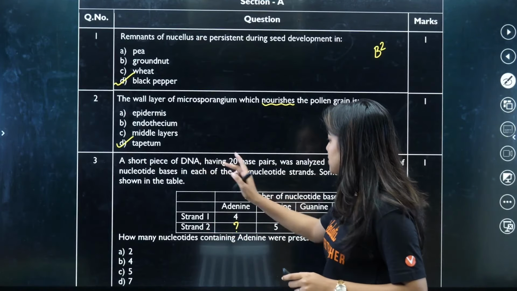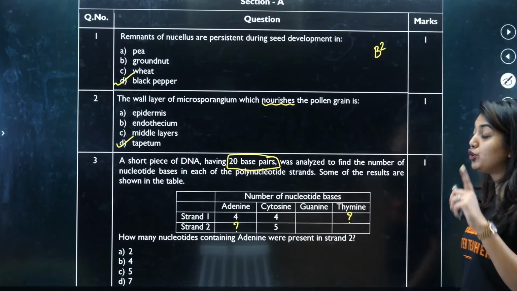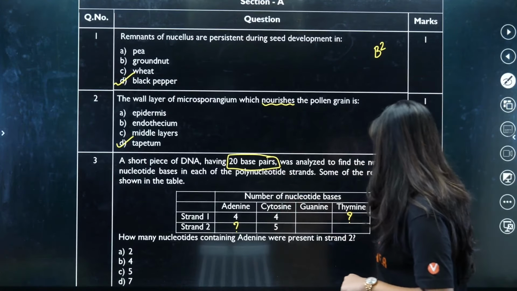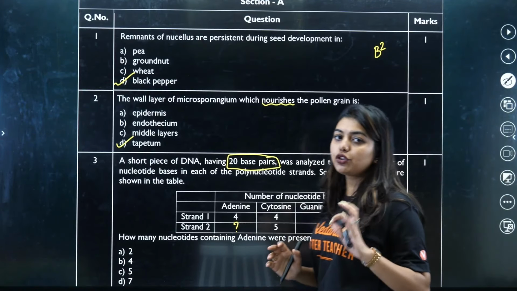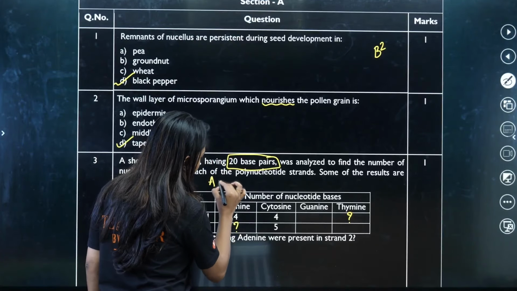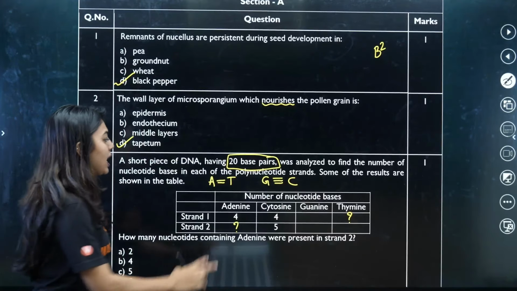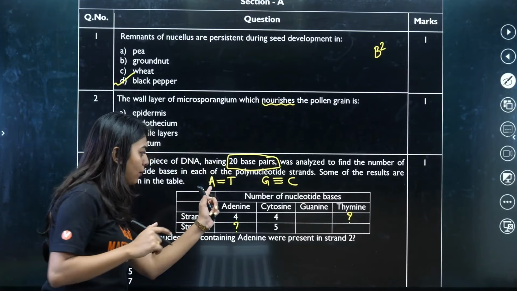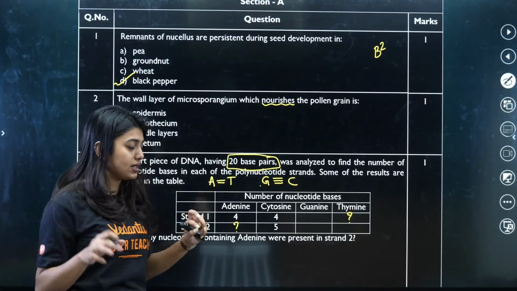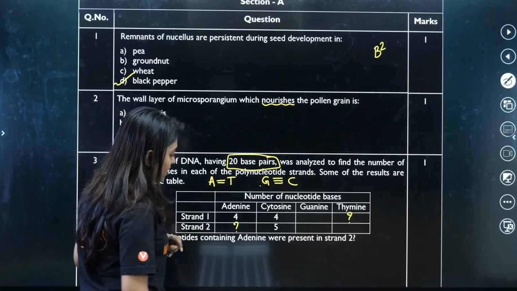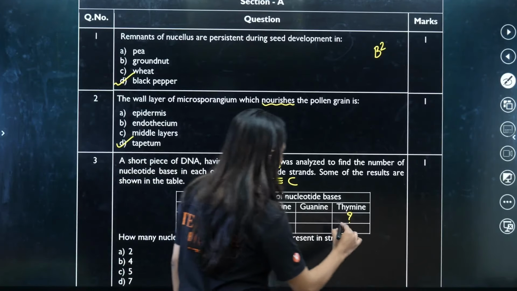Now, a short piece of DNA having 20 base pairs, very important, 20 base pairs, was analyzed to find out the number of nucleotide bases in each of the polynucleotide strands. Some of the results are shown in the table. Look here students, we have adenine, cytosine, guanine and thymine. According to Chargaff's rule, we know two things: A will always bind with T and G will always bind with C. How do you remember it? At Gopika ma'am's class. So, how many adenines there will be, that many thymines will be there. How many guanines, that many cytosines will be there. Purines are always equal to pyrimidines. This is what you know from Chargaff's rule. Now look here. In strand 1, we have 4 adenines. That means in strand 2, how many thymines will be there? 4.